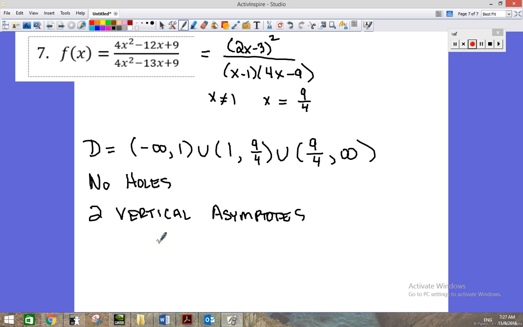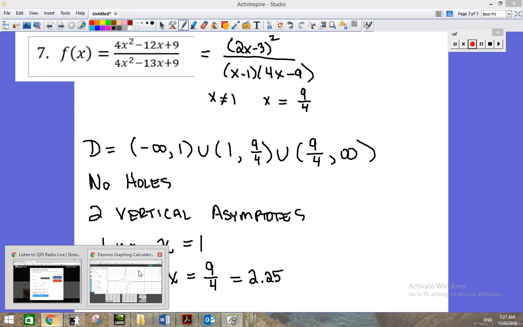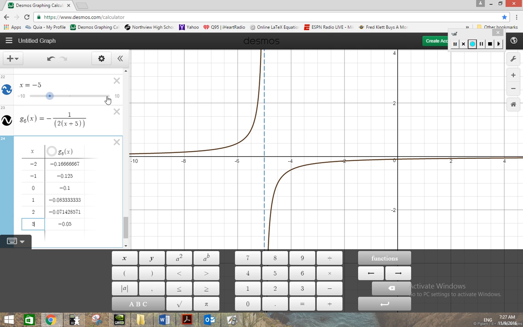You want to give the equation for vertical asymptotes. So let's emphasize that it's a line, not the x-coordinate of a point. x equals 1 is one vertical asymptote, and the line x equals 9 over 4, which is 4 goes into 9 twice, and it has a finite decimal representation of 2.25, 2 1/4. Alright, so let's go confirm this on the online graphing calculator, Desmos.com.